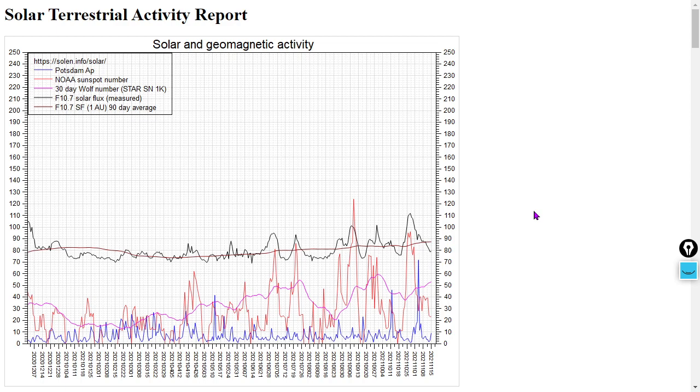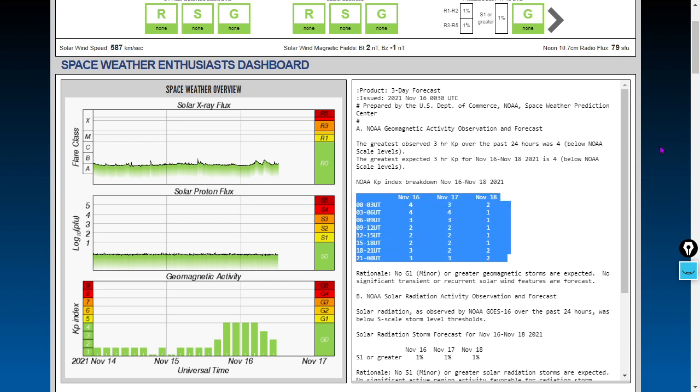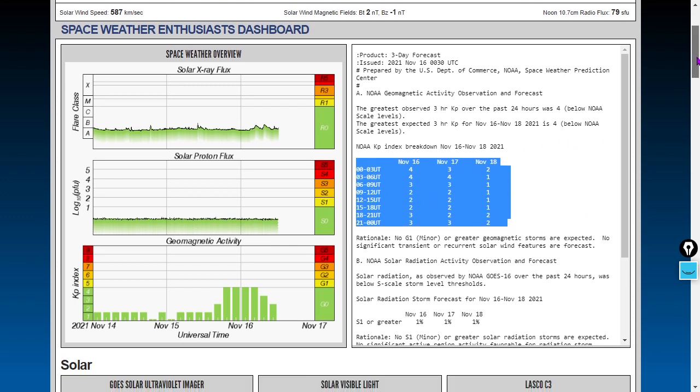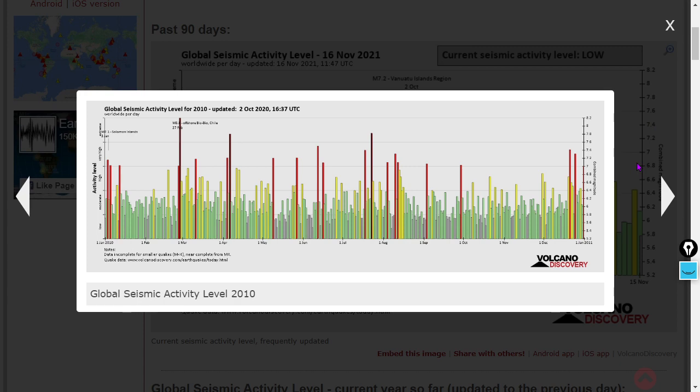Let's get to the Space Weather Enthusiast dashboard and take a look. 79 solar flux units indeed. And we did see some geomagnetic unrest showing up a little bit earlier than perhaps NOAA expected last night. We'll get to that in a minute. First, let's talk about earthquake droughts.